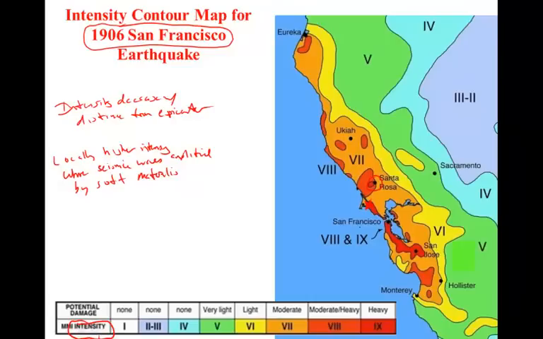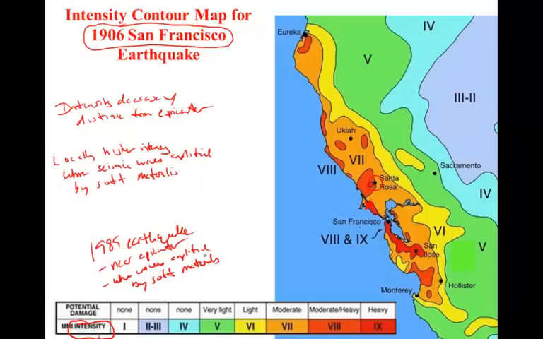So when you make your intensity map for the 1989 earthquake, what you're going to find is that there are two areas of maximum intensity. One near the epicenter, as to be expected, and the other where waves were amplified by soft geologic materials.